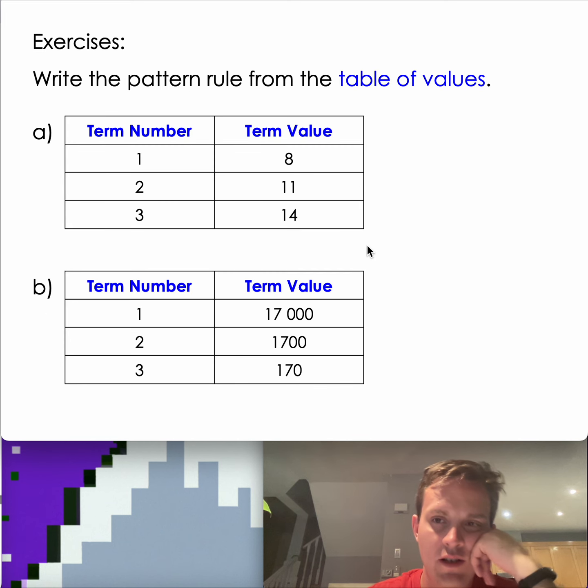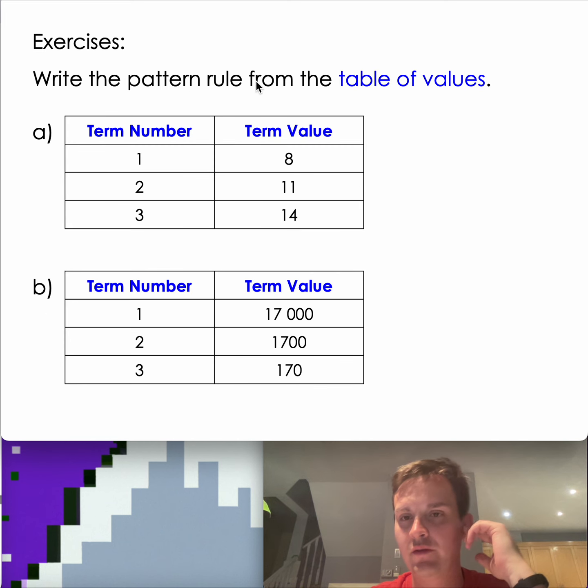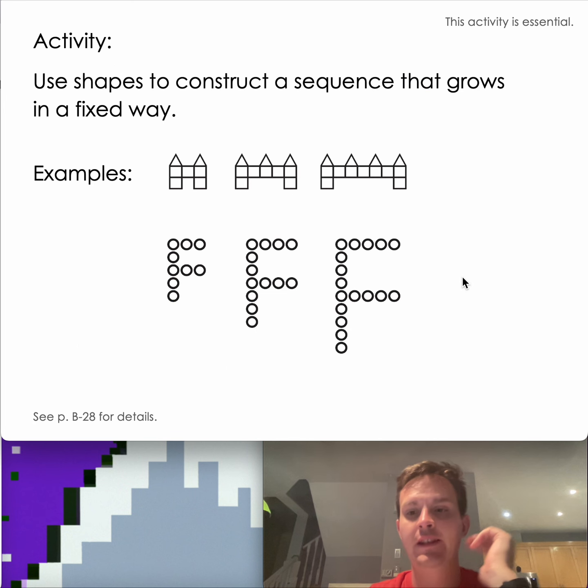Here are some exercises for you. Write a pattern rule for each of these tables of values. So there's A and there's B. So the correct answer for A is start at 8 and add 3 each time. And then for B, we're starting at 17,000 and we're dividing by 10 each time. All right. So there is your lesson.